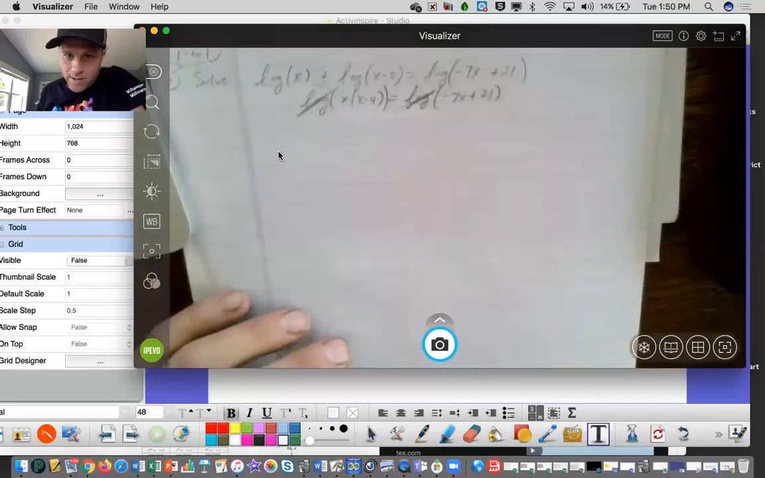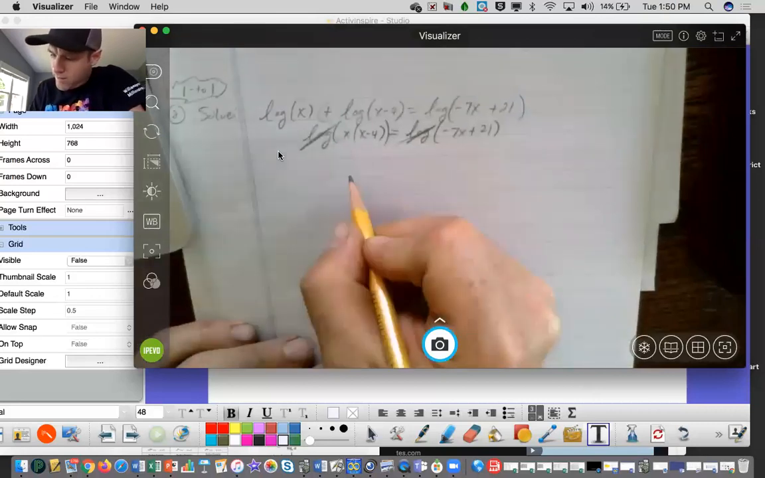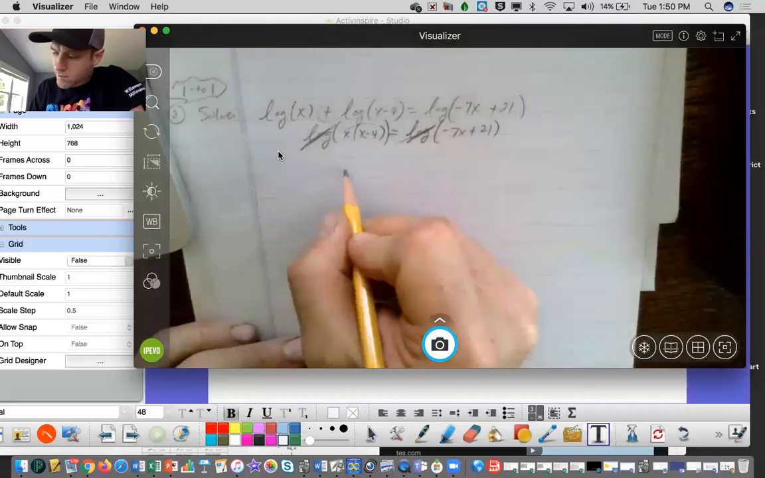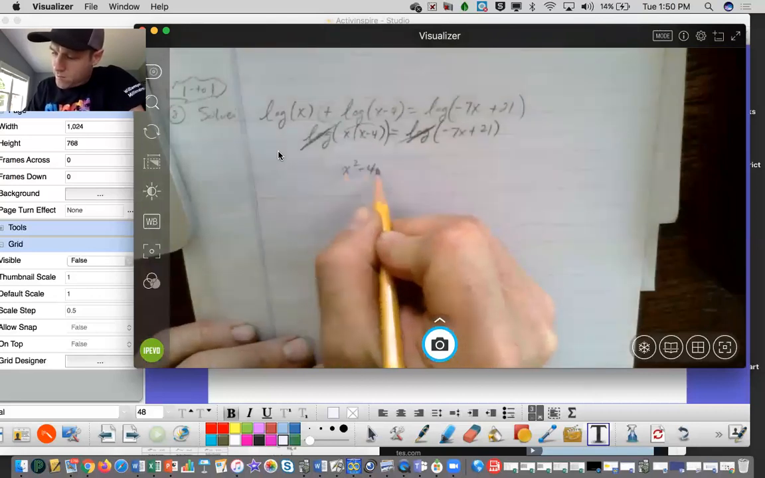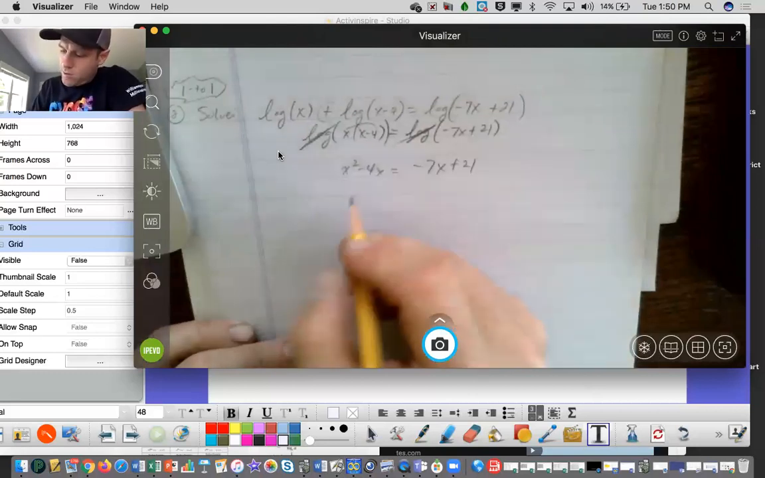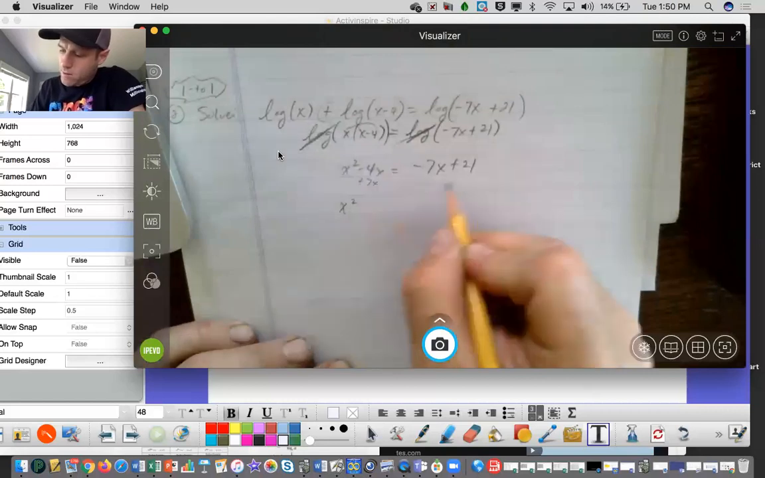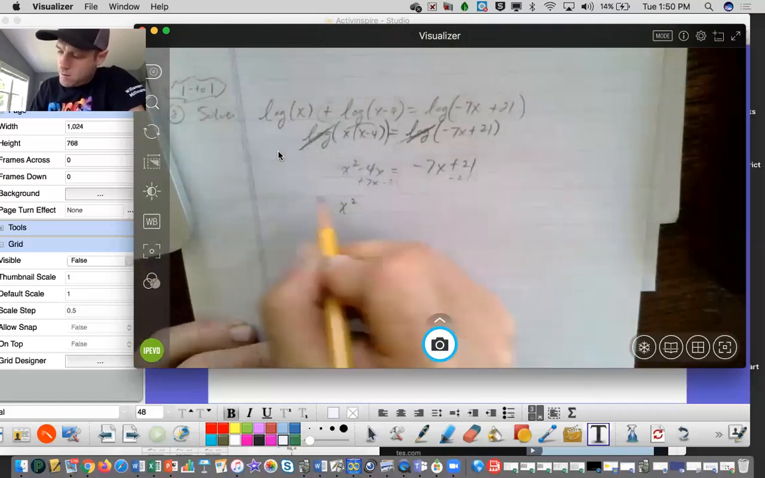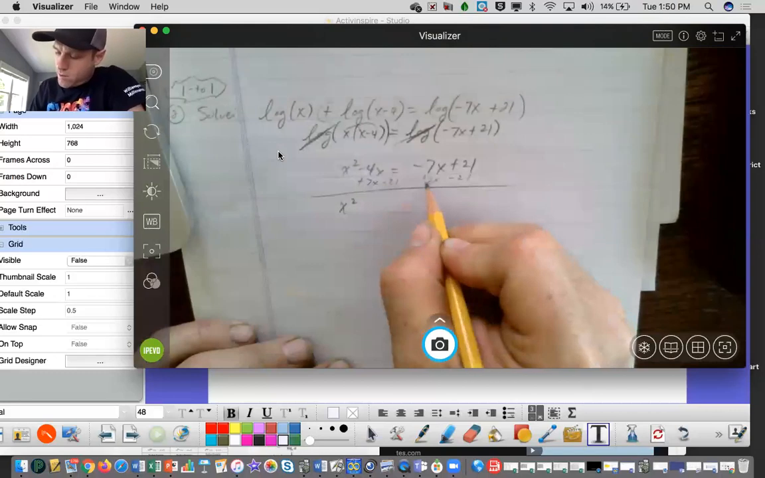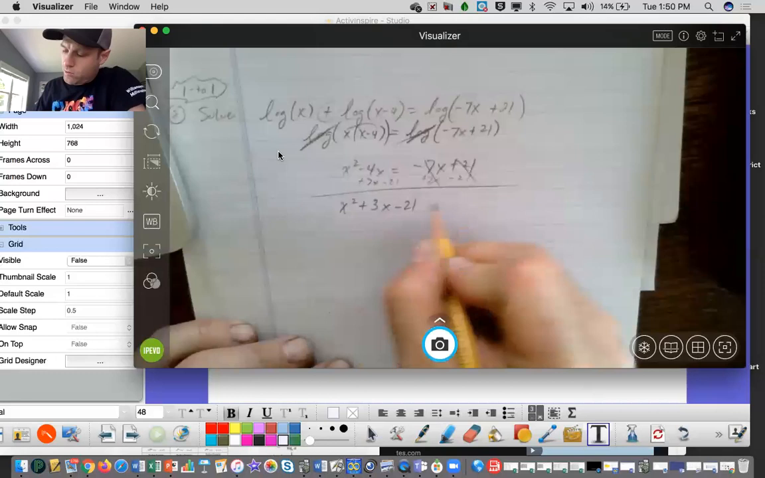Now we have this, and it looks like it's going to be a quadratic, because if I distribute this, I'd have x squared minus 4x equals -7x plus 21. I'd move these both over so I could get it equal to 0, add 7x, and subtract 21. So I'd have x squared plus 3x minus 21 equals 0.